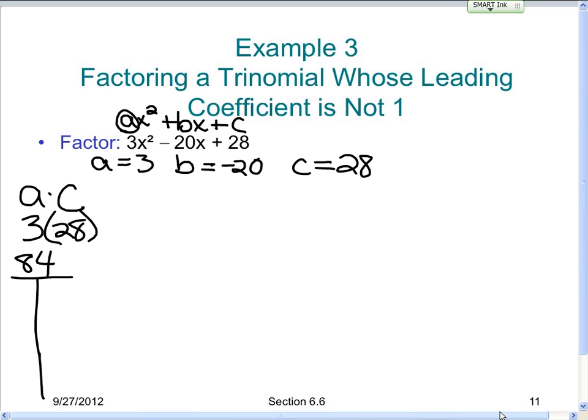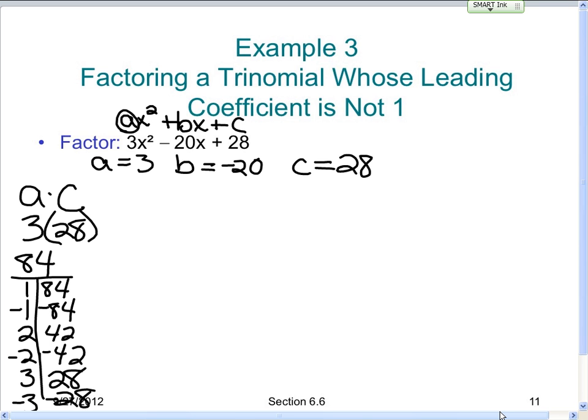So I know that 1 times 84 is 84. I know that negative 1 times negative 84 is also 84. 2 times 42, negative 2, negative 42. 3 times what? 28, I believe. Yes, 3 times 28. Negative 3, negative 28. It's going to be a long chart here. Keep on going. Got some more.